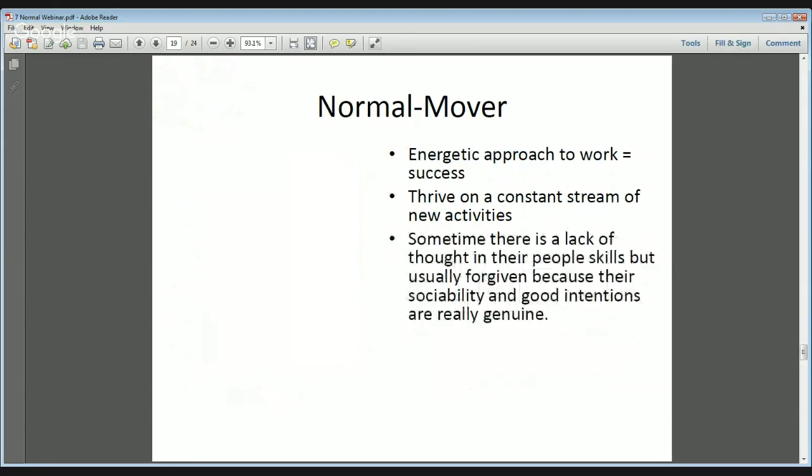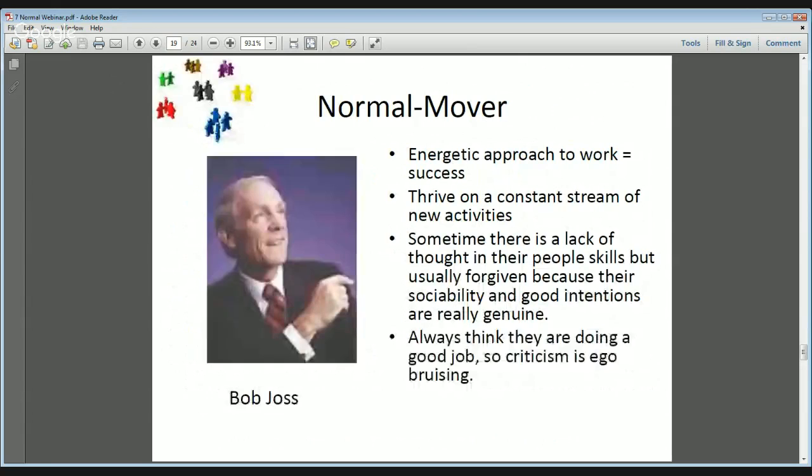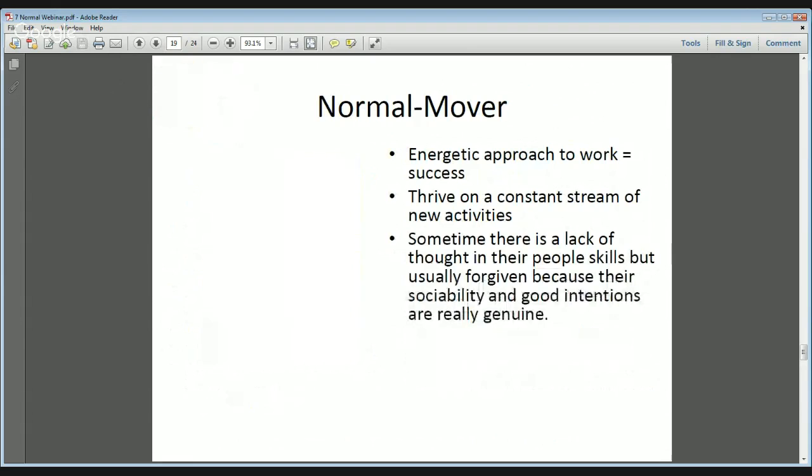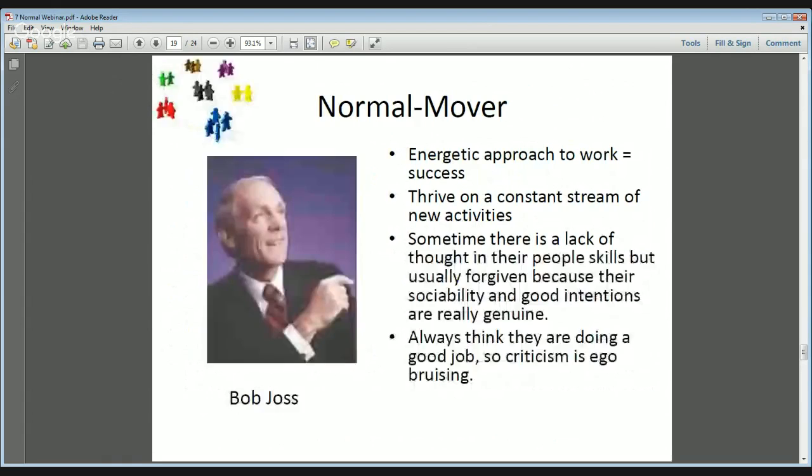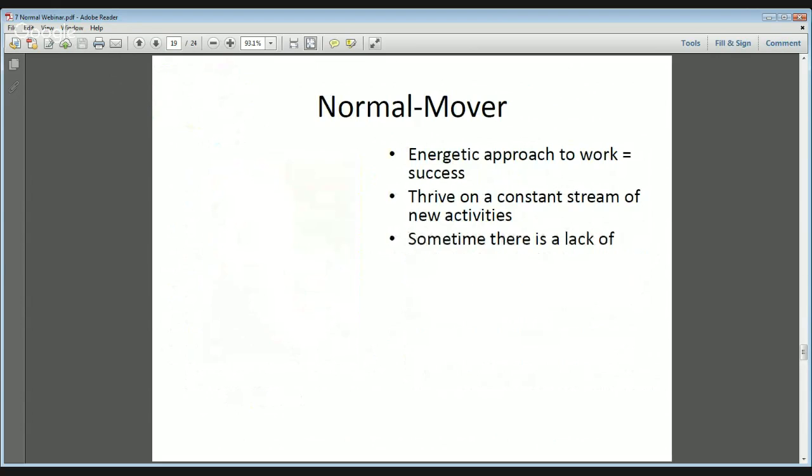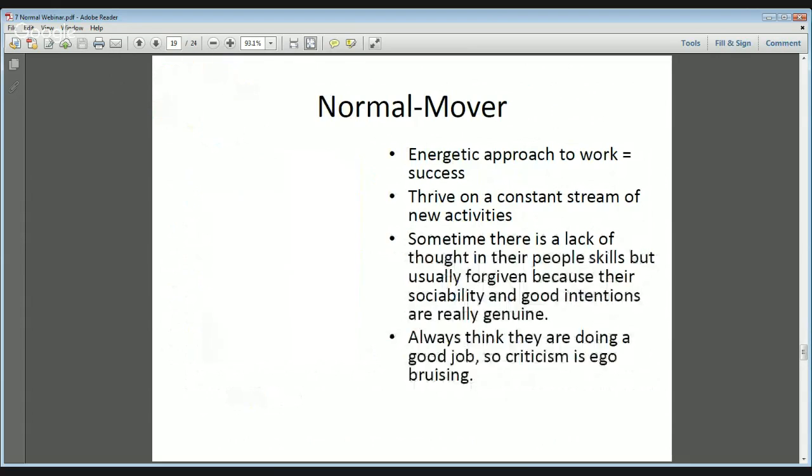Sometimes, as they say, being normal, there's a lack of thought in their people skills, but because of their sociability and good intentions, most people basically soon forgive them. And they always think they're doing a good job, so criticism can be bruising to the ego. But I don't know how that affected Bob Joss, but you can imagine that happening.